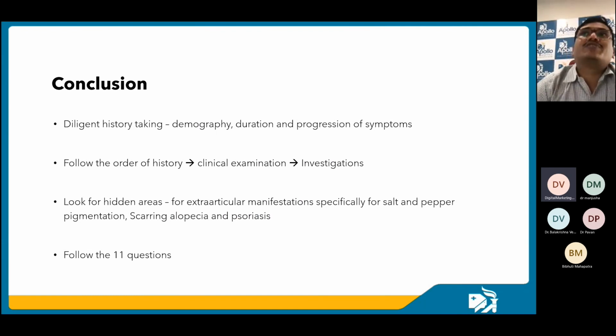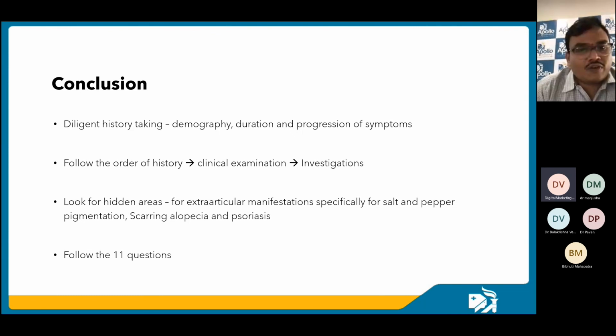So in conclusion, diligent history taking, demography, duration, and progression of symptoms will help in understanding and evaluating a patient of arthritis. This will decrease the investigative burden on the patient as well. And we must follow the order like history, clinical examination, followed by investigation, rather than doing investigation and then taking up history and doing a clinical examination.